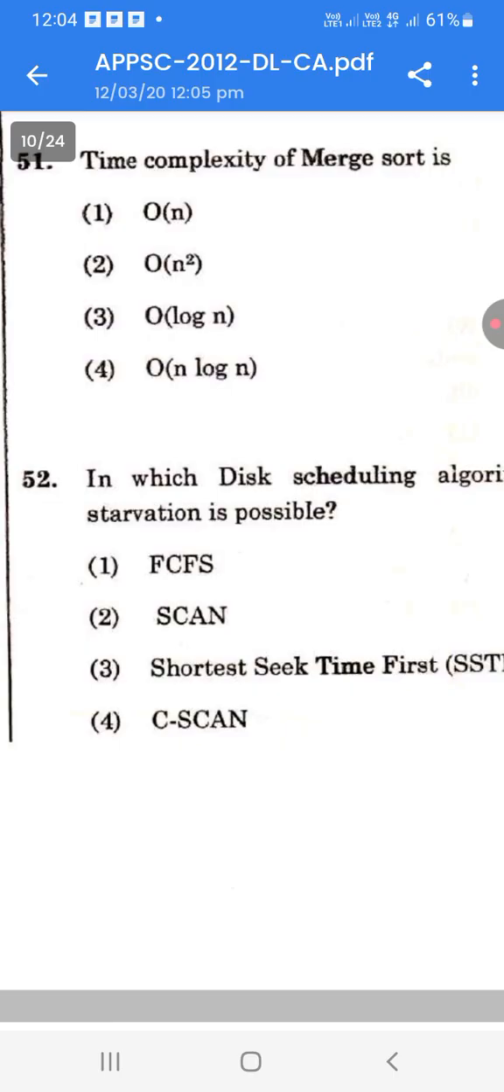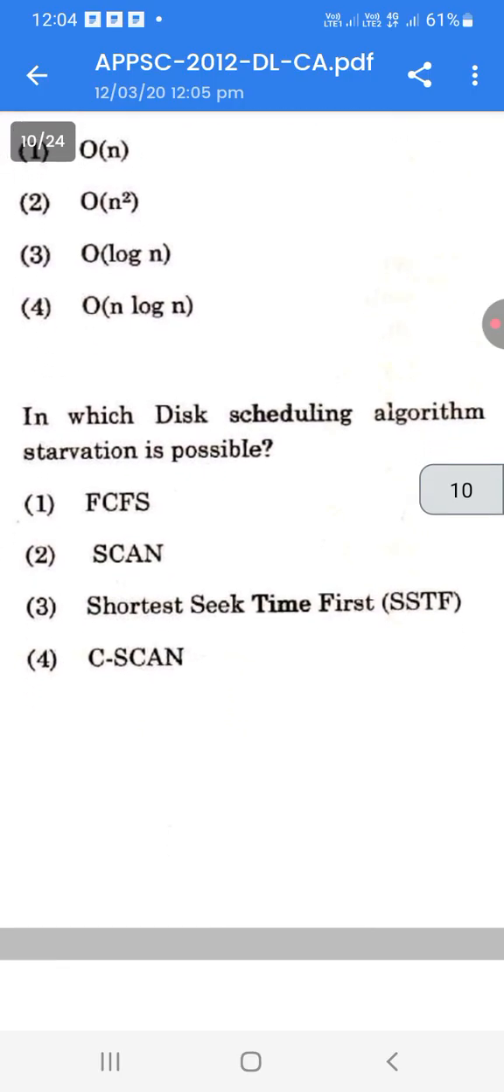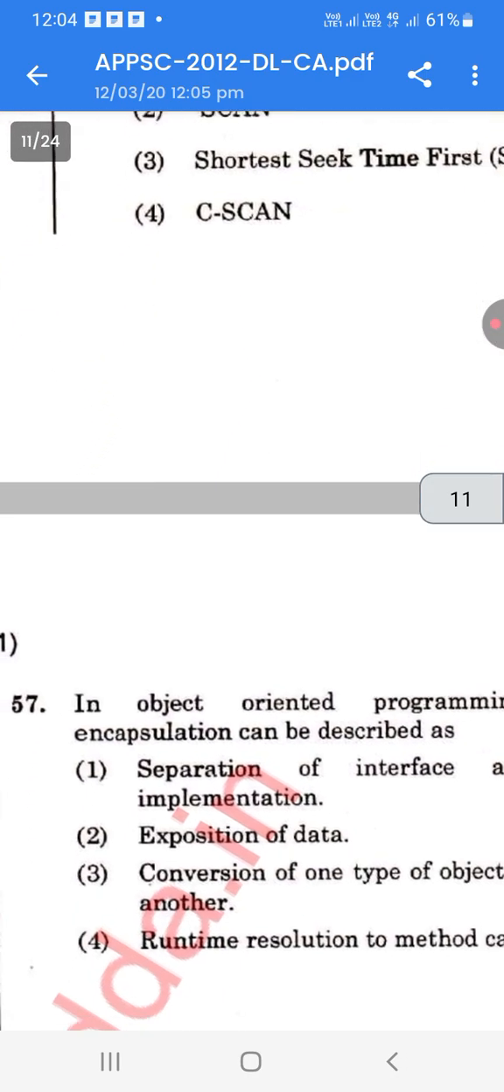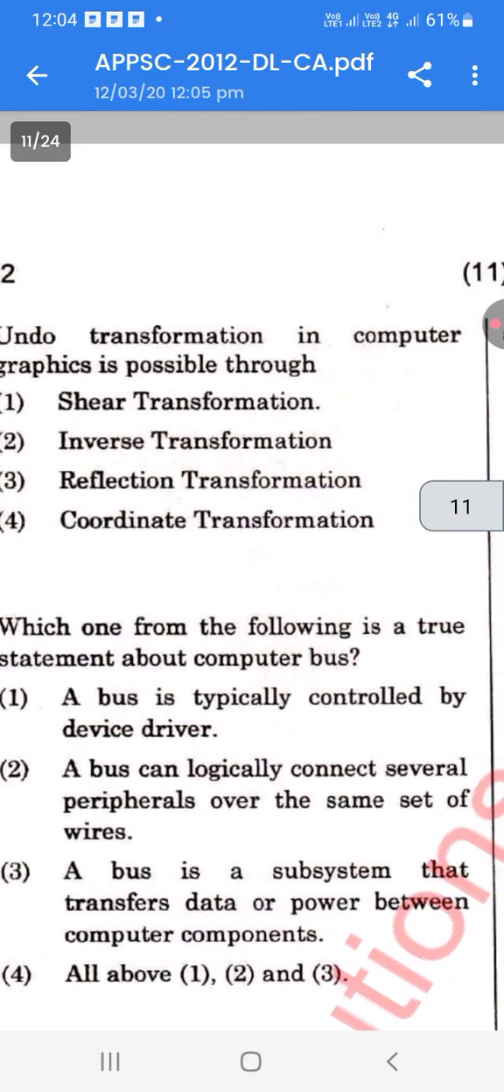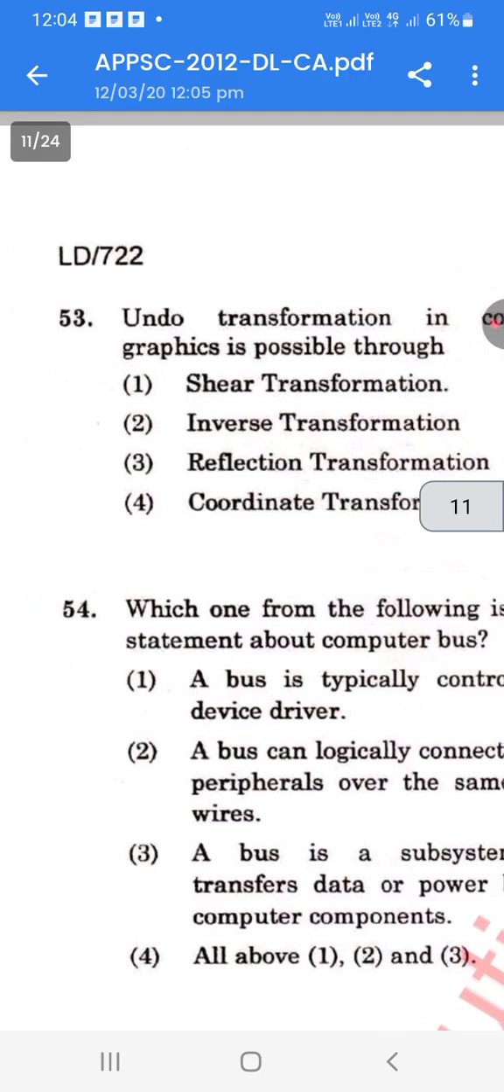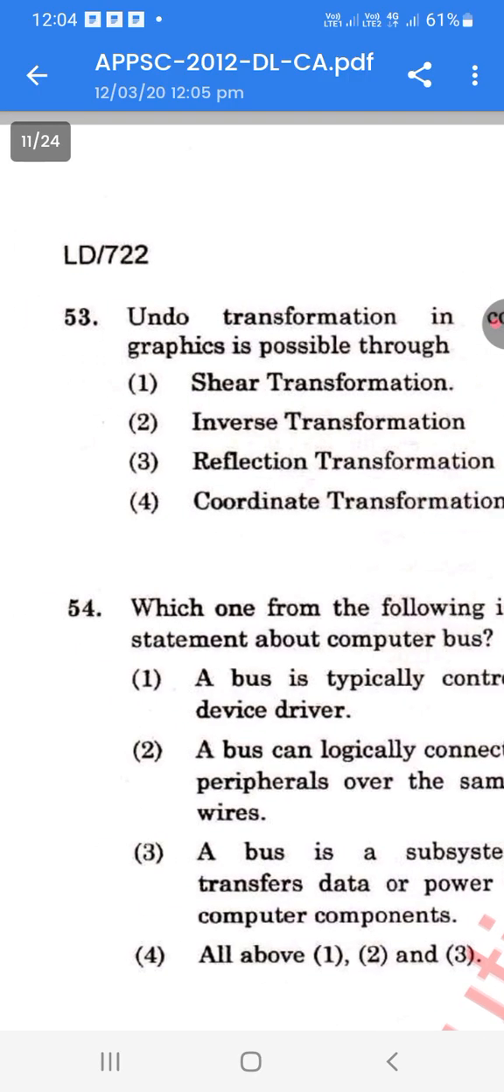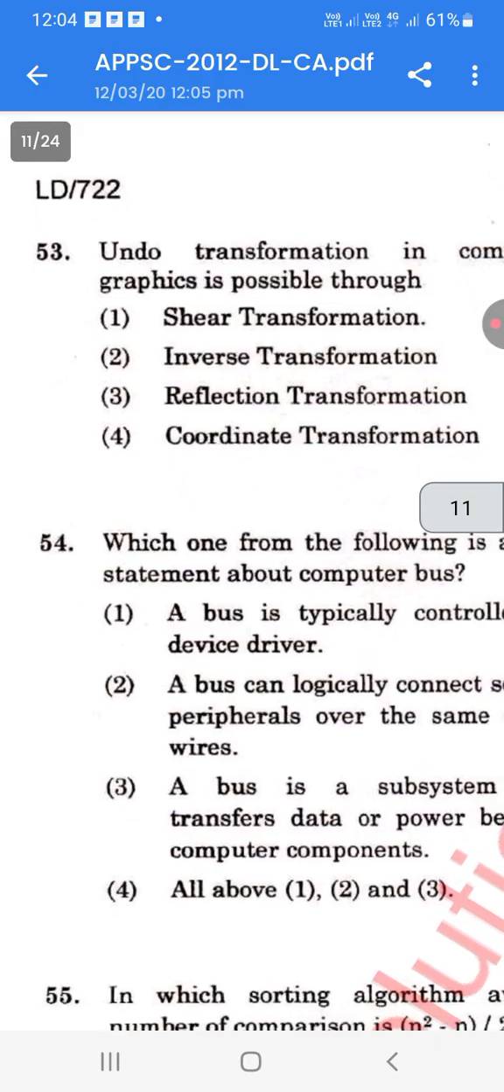Starvation is possible. FCFS and SSTF. Starvation is possible. Undo transformation in computer graphics is possible through inverse transformation.